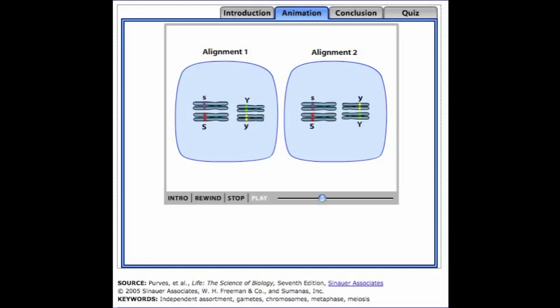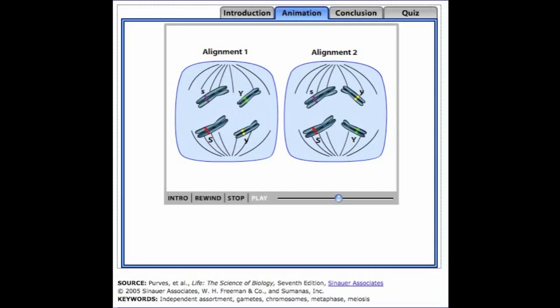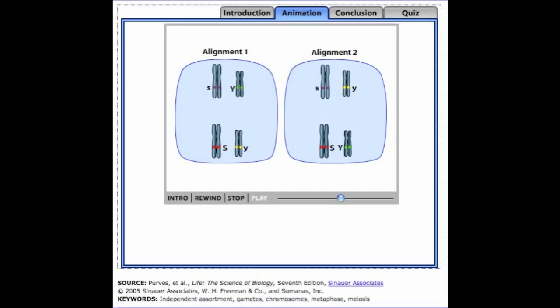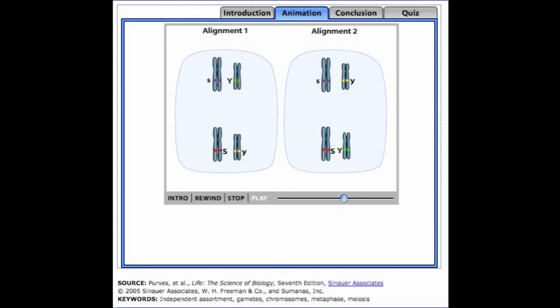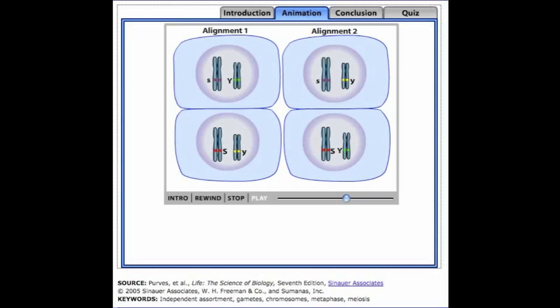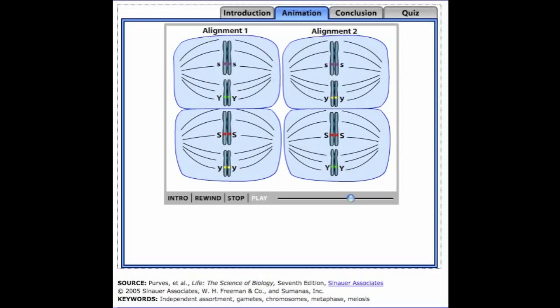The cell may adopt alignment 1, in which the little s and the big Y alleles end up in the same daughter cell. Or the cell may adopt alignment 2, in which the little s and big Y alleles end up in separate daughter cells. From a large pool of cells that initiate meiosis, on average, half of them adopt alignment 1, and the other half adopt alignment 2. During the second half of meiosis, the two cells from each alignment divide into 4 haploid cells.